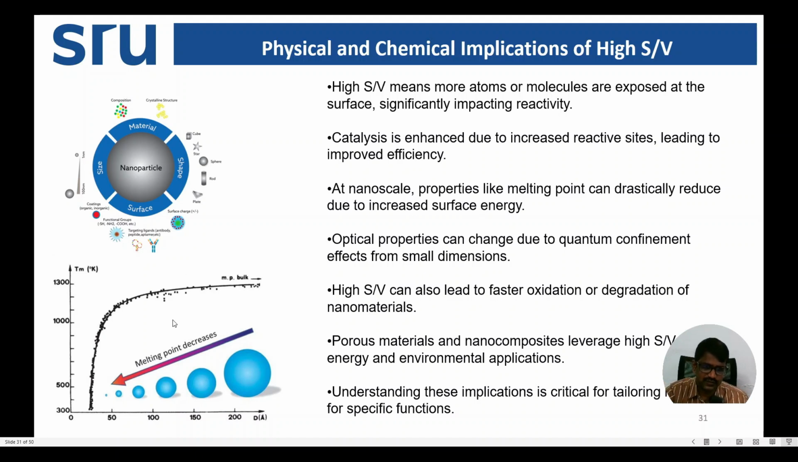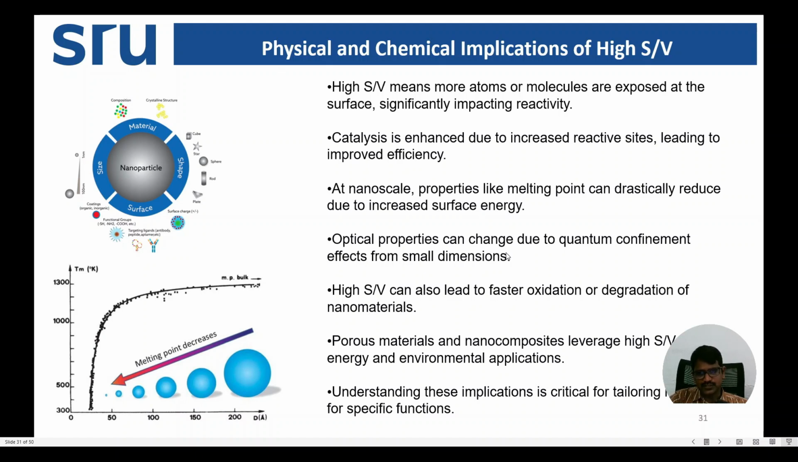So that's what this figure shows. What is this graph indicating? As the particle size decreases, the melting point decreases. What is the reason? More atoms participate at the higher surface area. So at the nanoscale, properties like melting point can drastically reduce due to increased surface energy.